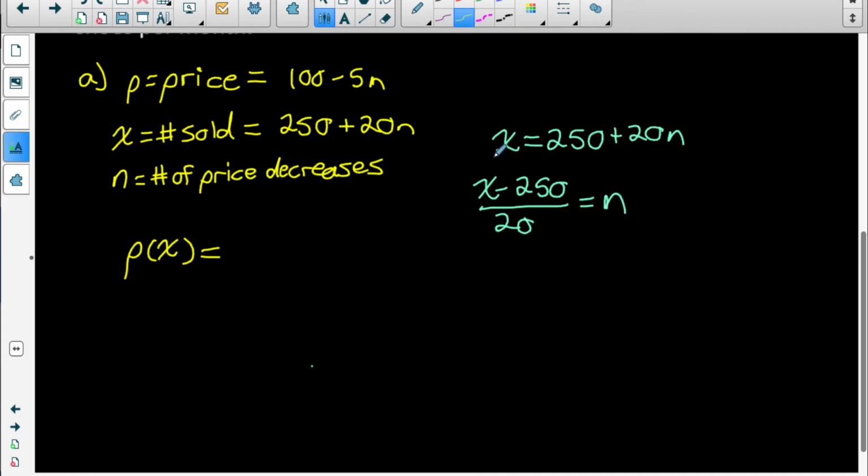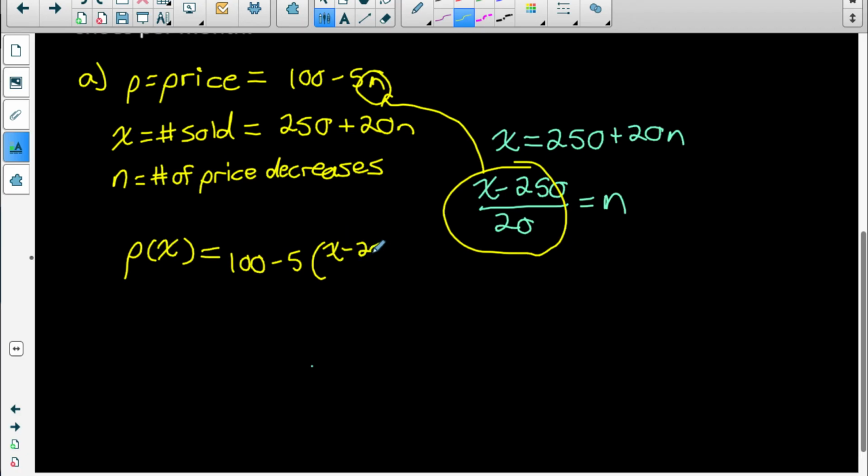And what I can do is take this expression for n and replace the n in the equation with it. Then I have the price function written in terms of only x. So price equals 100 minus 5 times x minus 250 over 20. So there's a price function written in terms of numbers sold. And that's what we do in the business application.